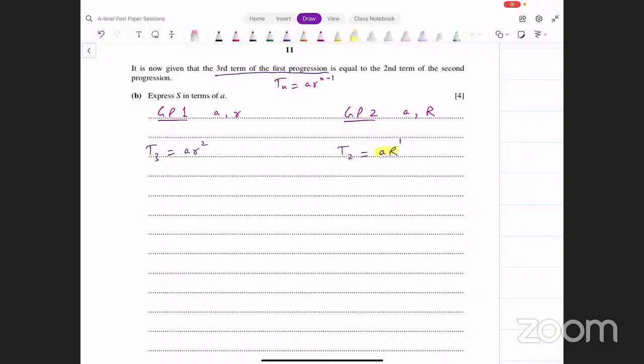Now they're saying these two are equal to each other. ये दोनों एक दूसरे के equal है. इन दोनों को equate कर देते हैं. That means AR square should be equal to A into capital R. Now what happens now? A and A get cancelled here, and we get R square equals capital R. ये हमारे पास एक और equation आ गई, R square और capital R के दरम्यान. ठीक है, एक और equation आ गई.